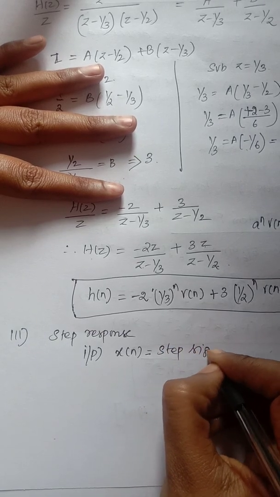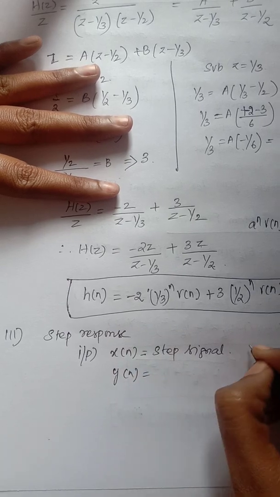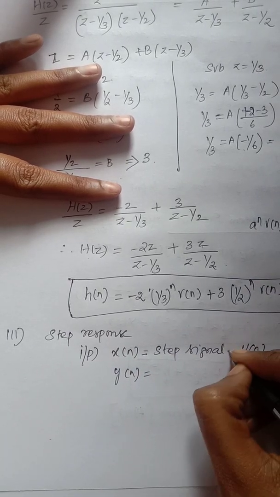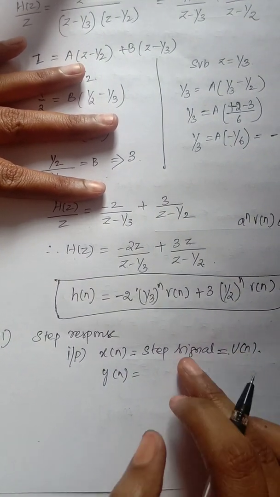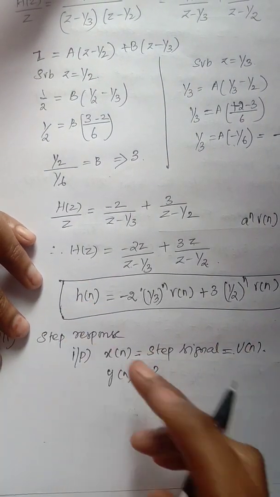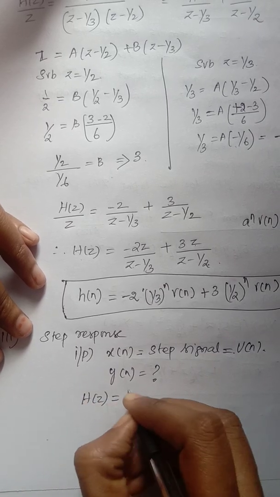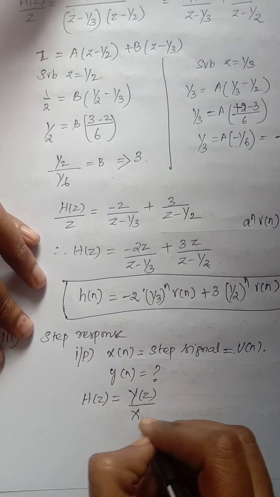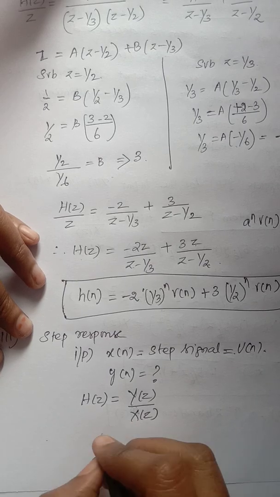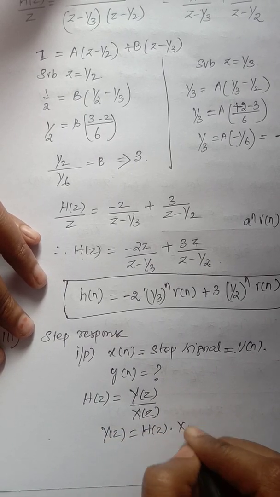So what will be the y of n? Step is nothing but your u of n, right? So here if the input is u of n, we need to find y of n, but they have given it in terms of a difference equation. From the transfer function we know that h of z is equal to y of z by x of z. So y of z is equal to h of z into x of z.